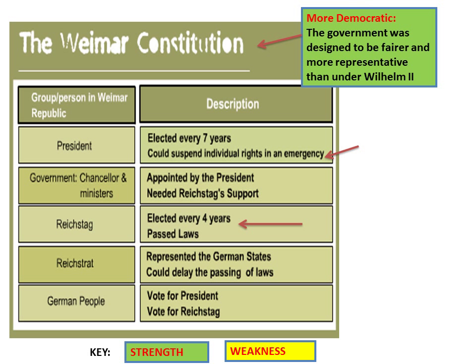So the key strength is the fact that it was more democratic. The government was designed in theory to be fairer and more representative than under Wilhelm II. So the idea is you've got different people in charge of different sections. I'm just going to go through those with you.